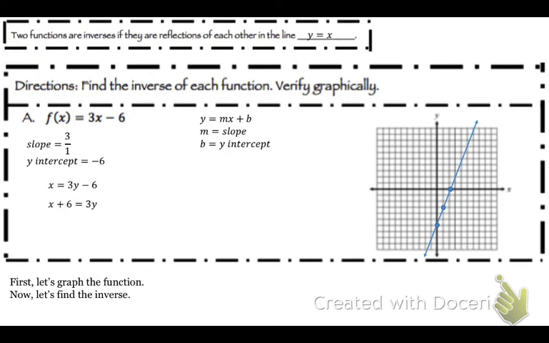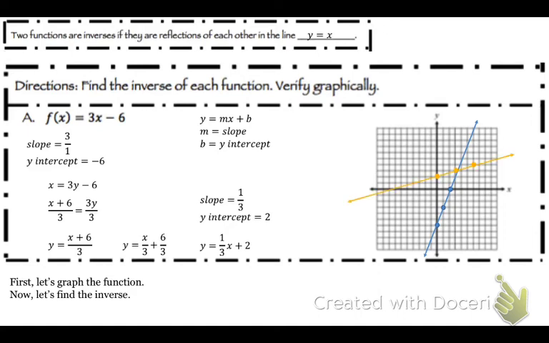I'm going to find the inverse by switching my x and my y, and solving. So you get x equals 3y minus 6. X plus 6 equals 3y. Divide by 3. So y equals x plus 6 over 3, which is the same thing as x over 3 plus 6 over 3, which is 1/3 x plus 2. So my slope is 1/3. My y-intercept is 2. So I'm going to cross up there at 2. Go up 1 over 3, up 1 over 3, and there's that line right there.